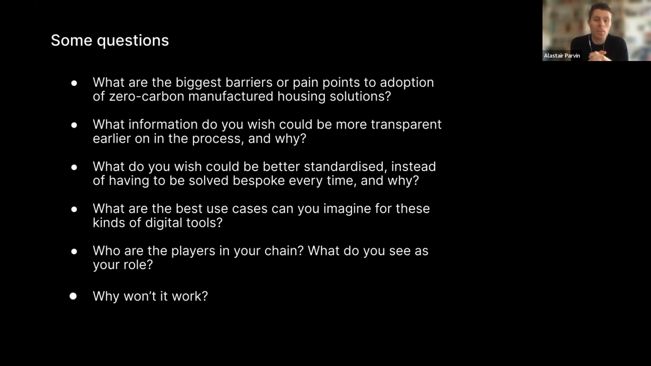What information do you wish could be more transparent earlier on in the process? Because that's a big part of this, really. It's about moving knowledge from guesswork later to having transparency early on. So if you could know one thing earlier on in a project, what would it be? Then, how could you imagine using tools like this? What bits of information you'd want from it, or the things you want it to do, but equally, where do you see your role in it?